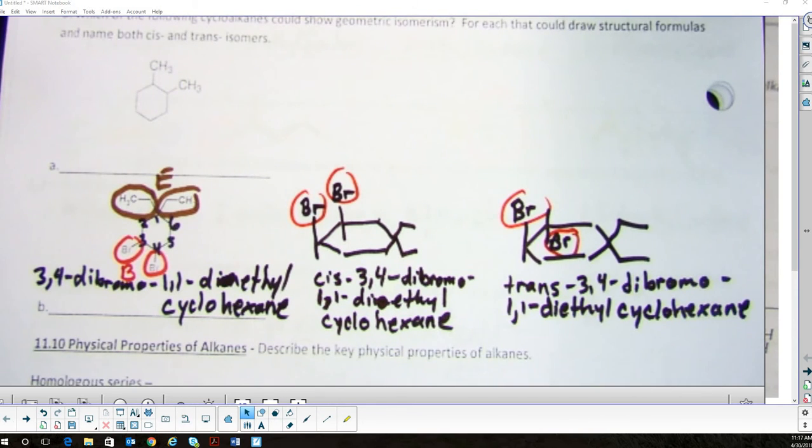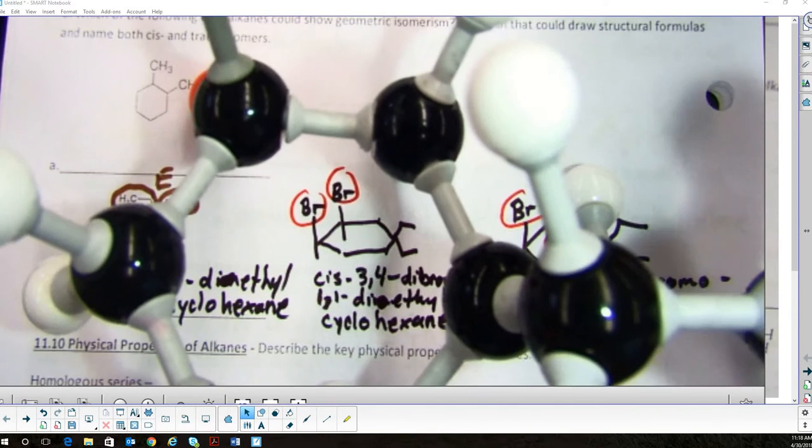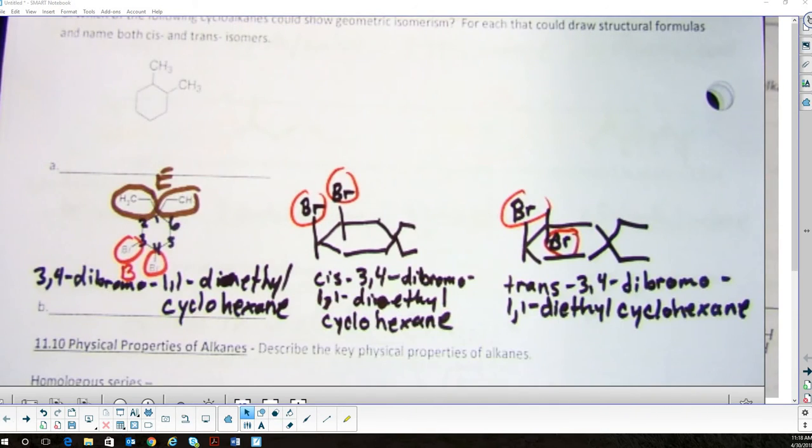Okay? So because these ethyls are both coming from the same carbon, the question was, why can't they be called cis or trans on this one? The reason is they're off the same carbon. So they can't be trans and cis. They've got to be off different carbons.